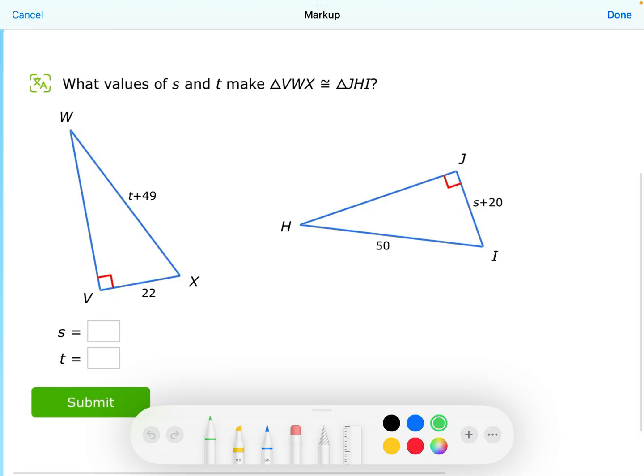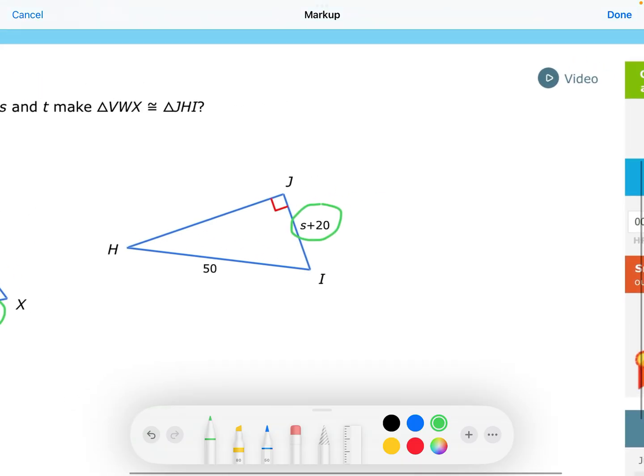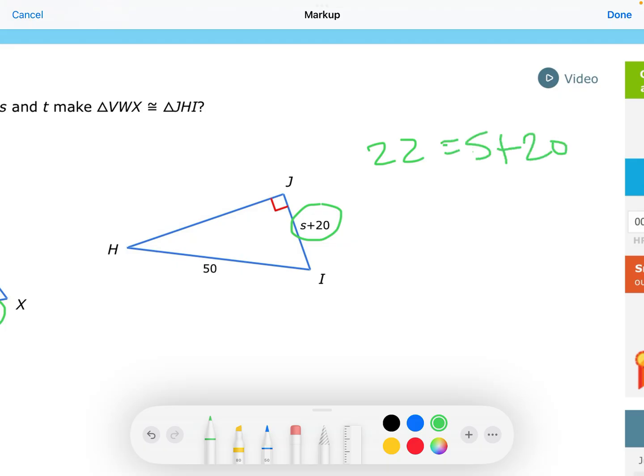Same ideas as before. I have this shorter side on this triangle, and that's going to line up with the shorter side on this triangle. So I get 22 is going to be the same thing as S plus 20. So 22 equals S plus 20. Subtract 20 from both sides. And you guys probably can already tell that S just equals 2, right? Pretty simple. Then we go to the other side. Let me actually just draw a box around that for later.